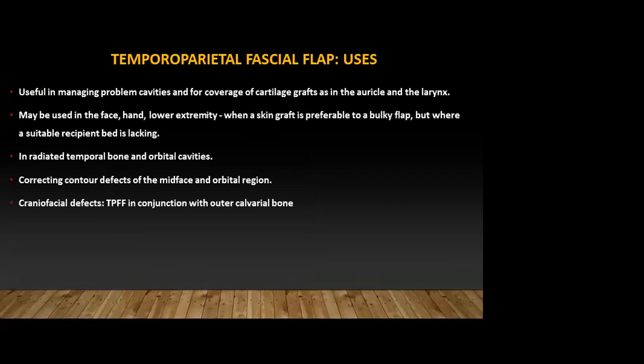The temporoparietal fascia is useful in managing problem cavities and for coverage of cartilage grafts, as in the nose and in the larynx. That is, in tracheomalacia and so on, we can line this cartilage. It may be used in the face, hand, and lower extremity when a skin graft is preferable to a bulky flap, but where a suitable recipient bed is lacking. In irradiated temporal bone and orbital cavities, we can use this temporoparietal fascial flap, and for correcting contour defects of the midface and orbital region. And also in craniofacial defects, we can use it in conjunction with the outer calvarial bone.